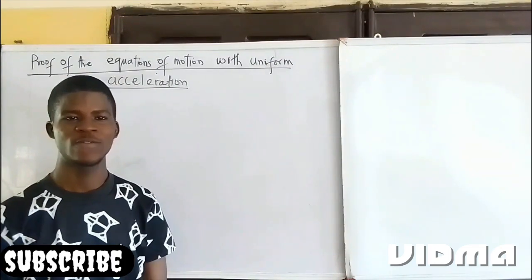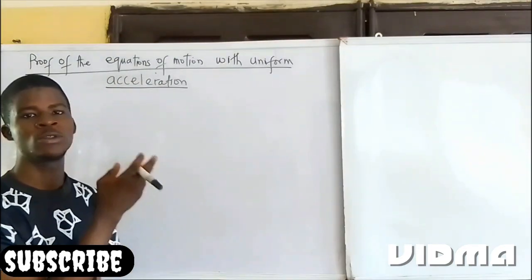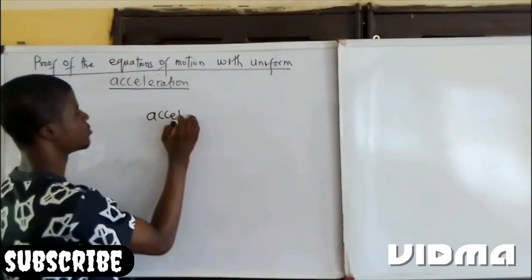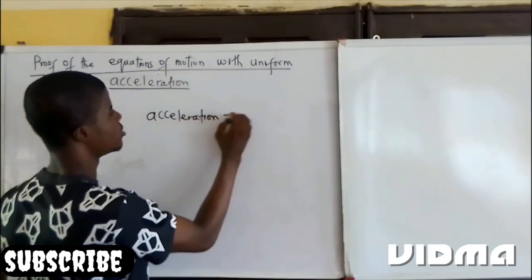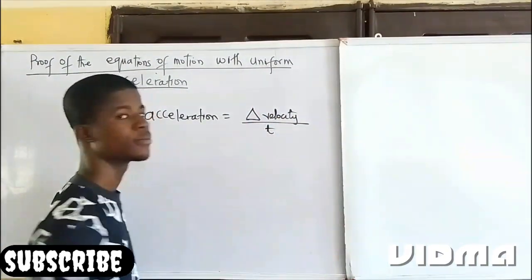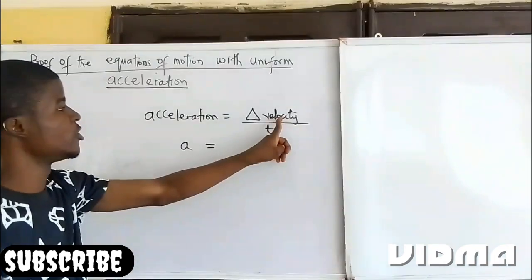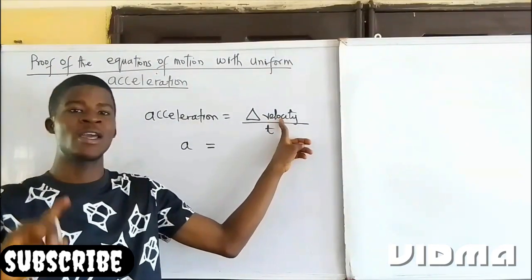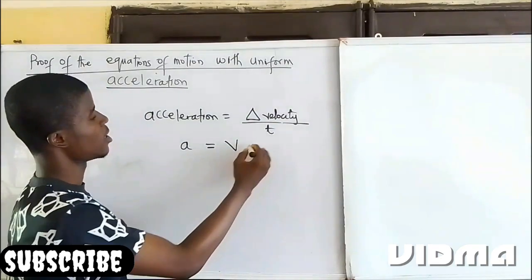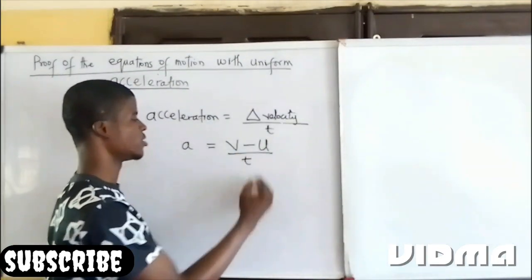There are three equations of motion with uniform acceleration, and I'm going to prove the three equations of motion right here on the board. We know that acceleration is the rate of change of velocity with time. So if I denote acceleration by A, the change in velocity is the final velocity minus the initial velocity. So let V be the final velocity minus let U be the initial velocity over time, T.